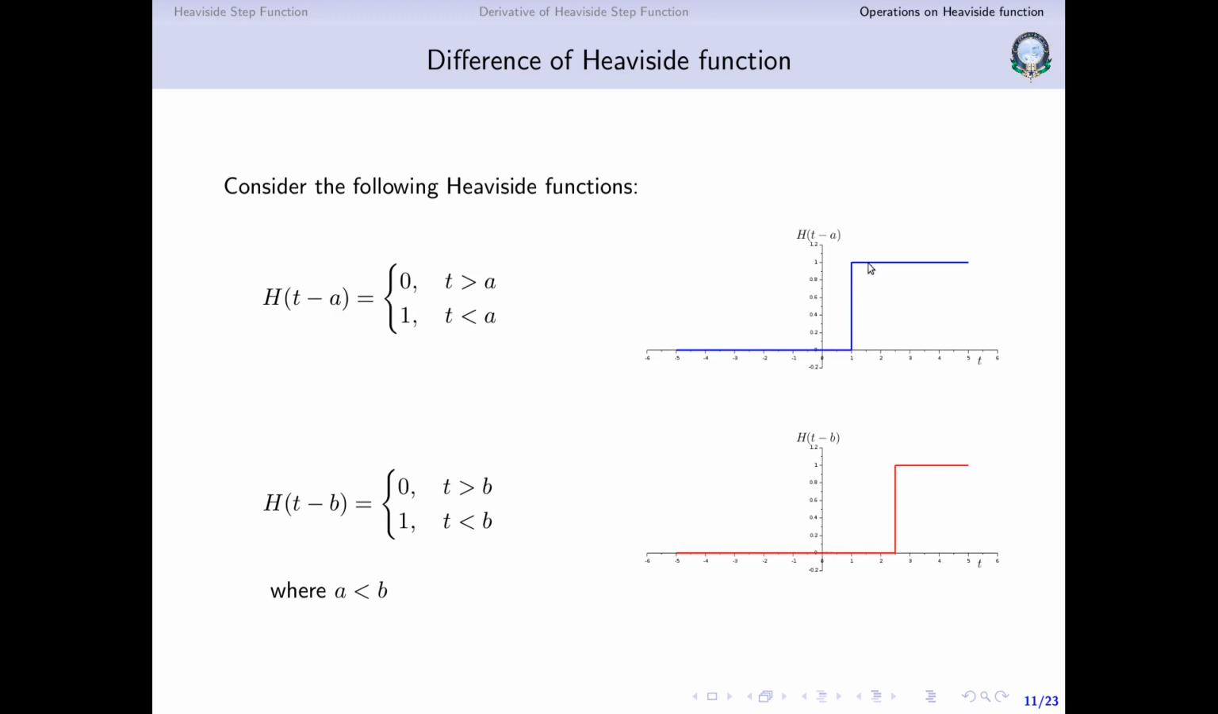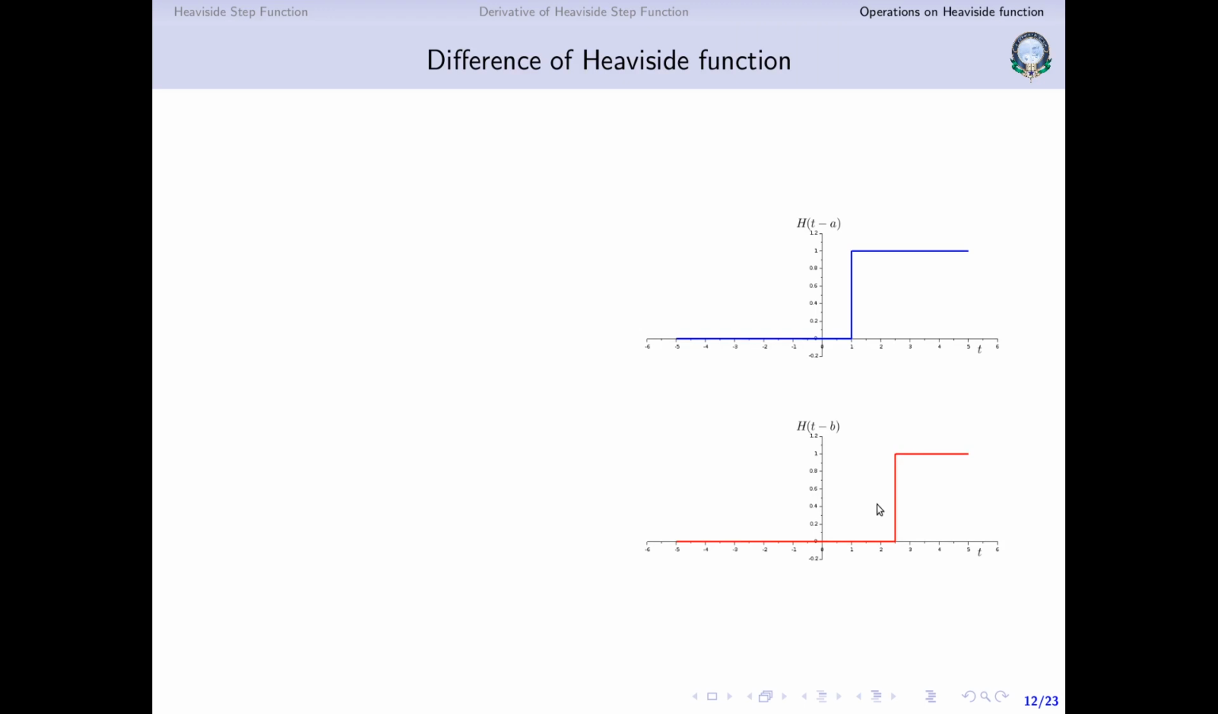What will be the difference of this function minus this distribution? Let's try to find out the difference between the two, so we will evaluate them one by one. For t less than a, we will take this range. This point is a. For values of t less than a, h of t minus a is 0.